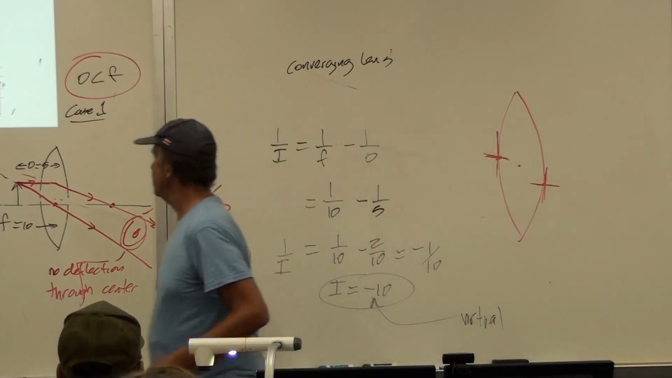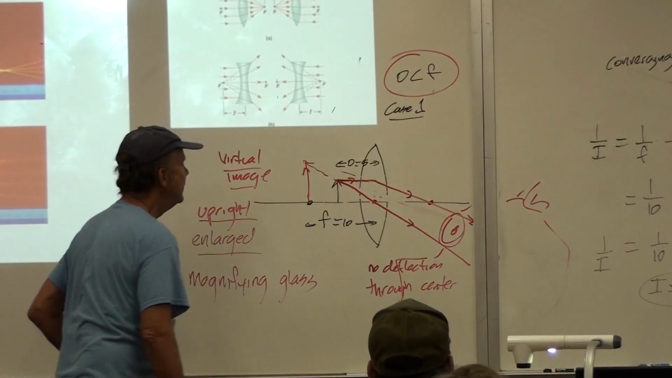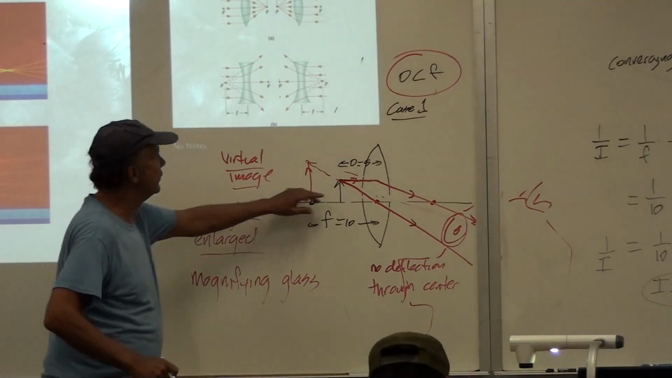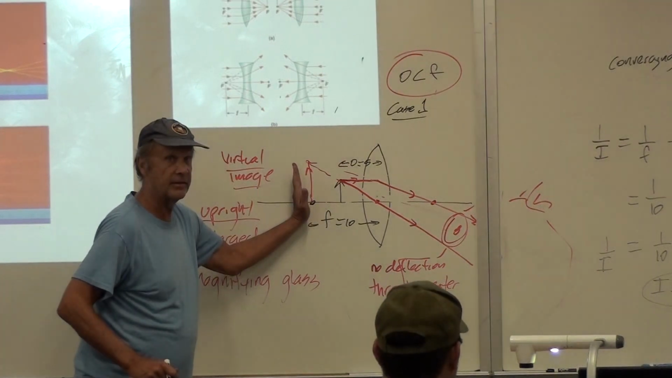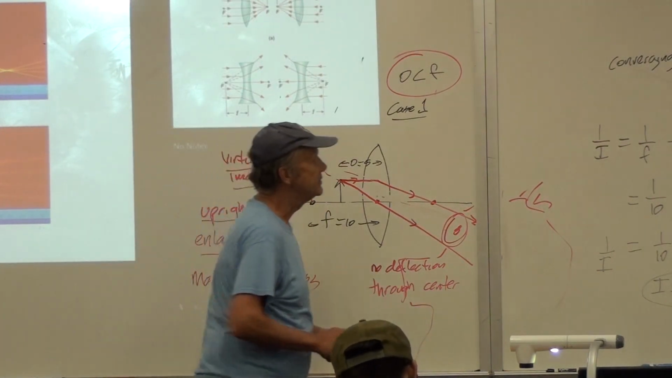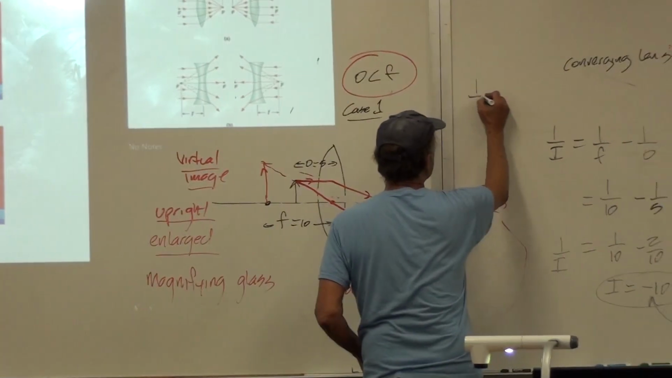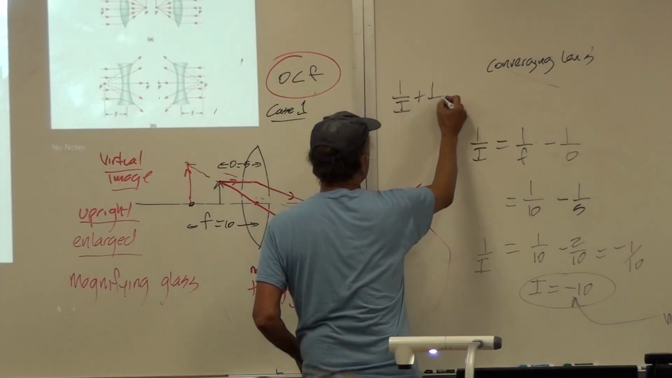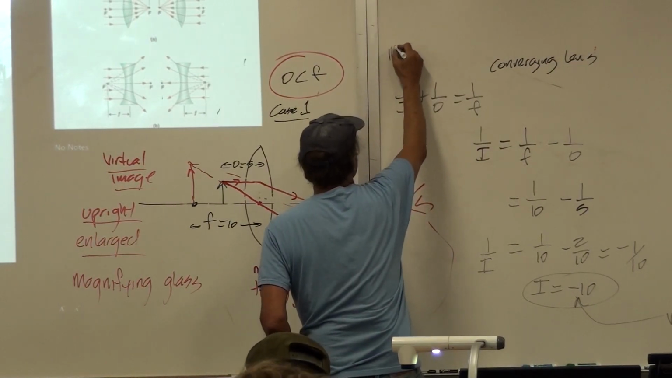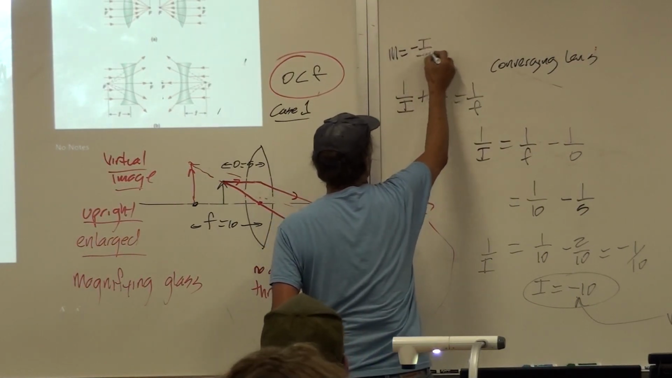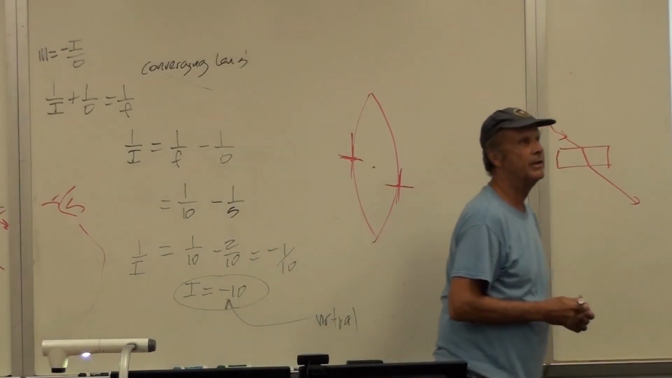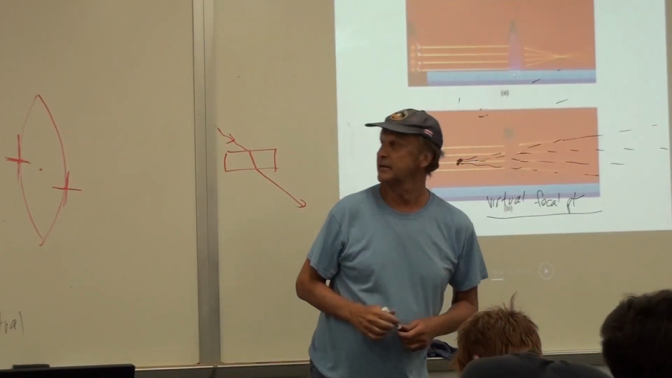Now, a virtual image with a mirror is on the far side of the mirror. But a virtual image for a lens is on the near side of the lens. So even though the math is looking the same here, surprisingly, we have the same equation. 1 over I plus 1 over O equals 1 over F. And we have magnification minus I over O, just like we had before for the mirror. Same thing is true for the lens. But the interpretation is a little different.